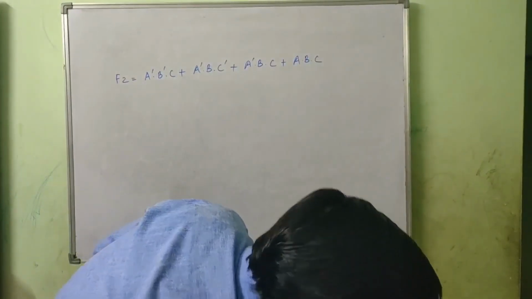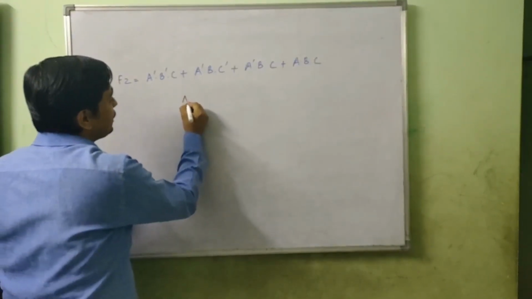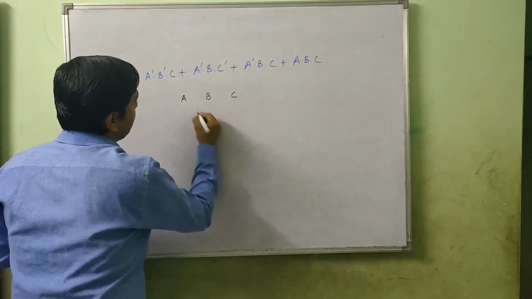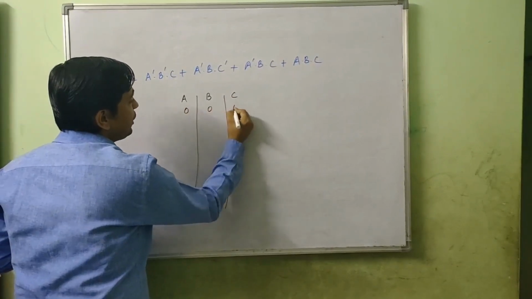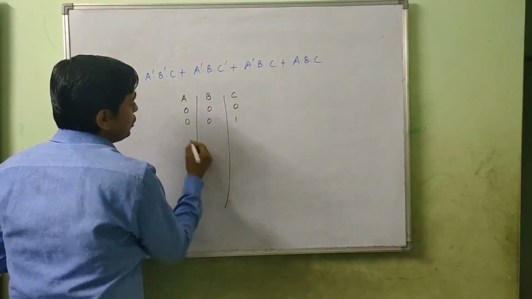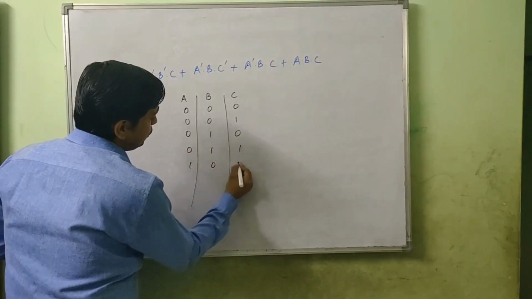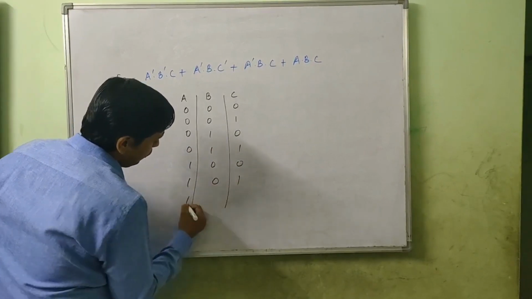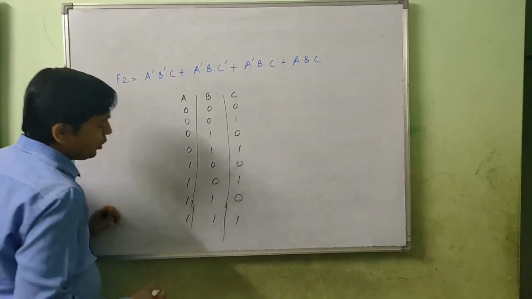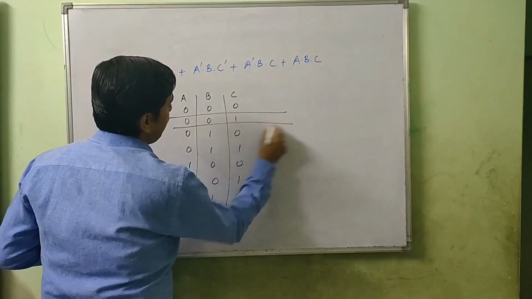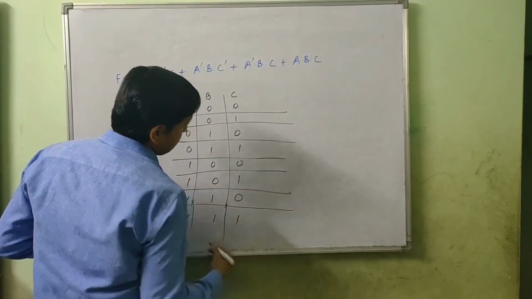Now we will create a truth table for it. First create the truth table. There are 3 input variables, so there will be 8 possible combinations. Write down those combinations: 0 0 0, 0 0 1, 0 1 0, 0 1 1, 1 0 0, 1 0 1, 1 1 0 and 1 1 1. These are the 8 possible combinations. Now we will create an output, that is the function itself.